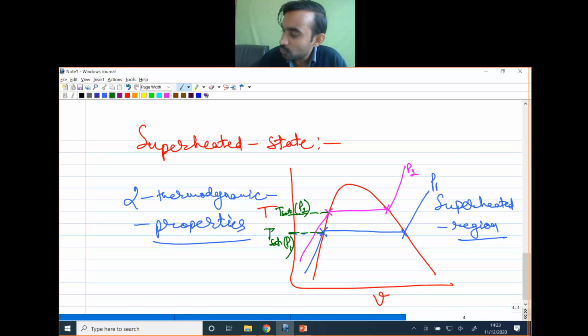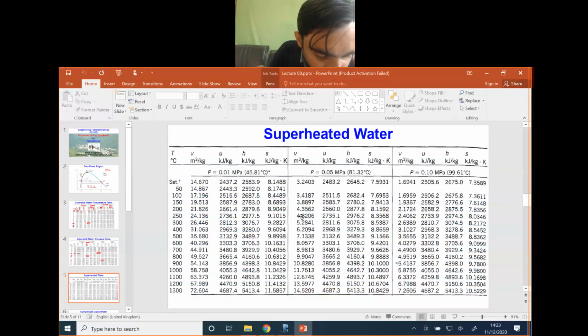Okay, now let me once again go to the tables. In the table you can see that first I have written pressure as 0.01 megapascals, and corresponding to this pressure 45.81 degrees Celsius is given. So this 45.81 degrees Celsius represents the saturation temperature corresponding to a pressure of 0.01 megapascals.